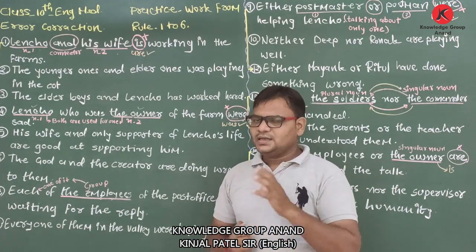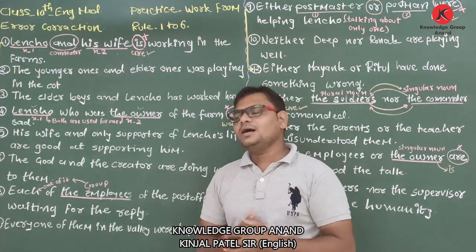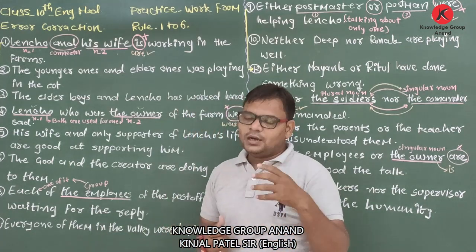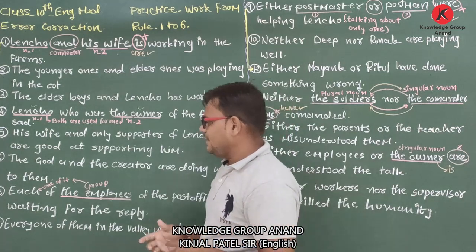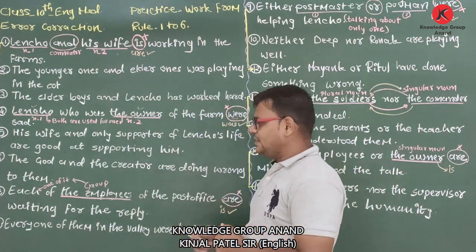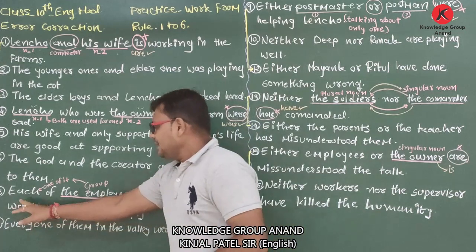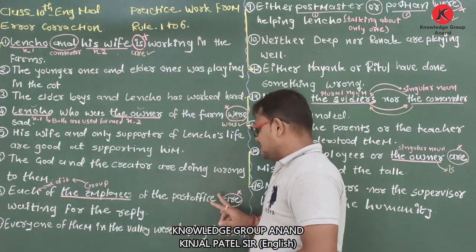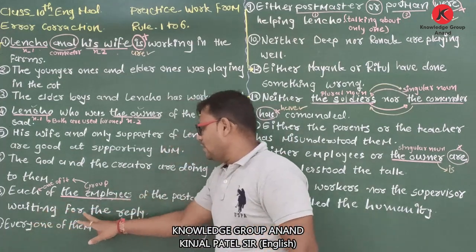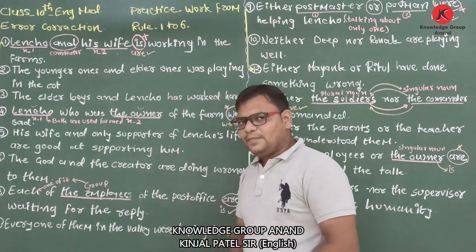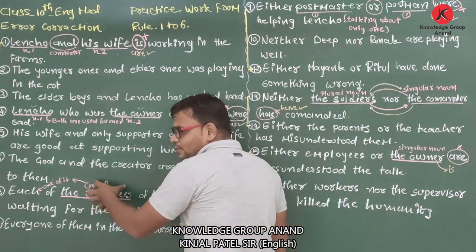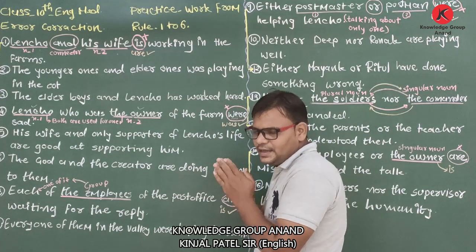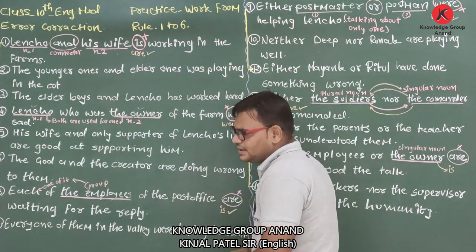Now by pausing the video again, just read rule number 3. Okay, thank you. I think you have read it very carefully. अब statement को पढ़े आप. Each of the employees of the post office are waiting for the reply. यहाँ पे एक कलेक्टिव या ग्रुप ऑफ नाउन दिया गया है, एम्प्लॉइज जो पोस्ट ऑफिस में काम करने वाले हैं, वे सभी लोगों के बारे में बात की गई है.